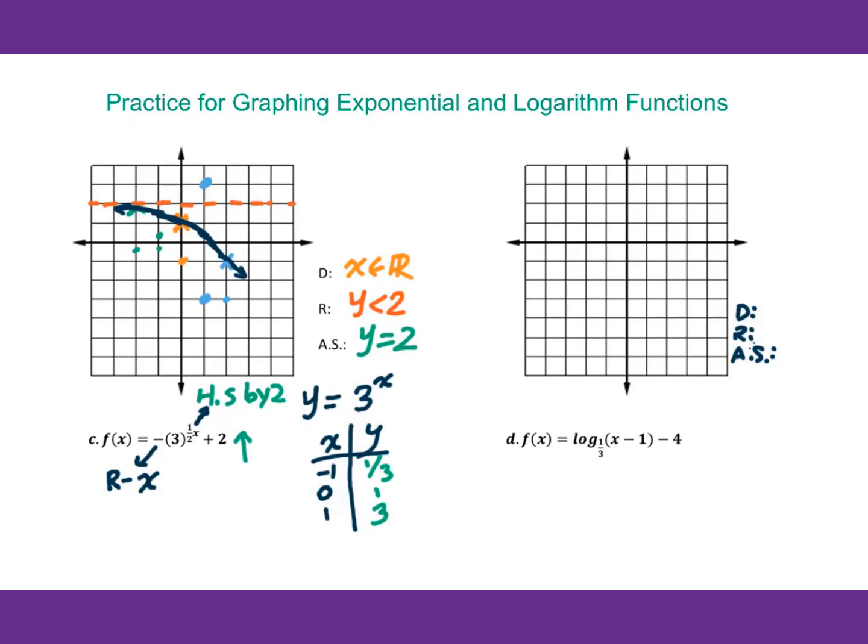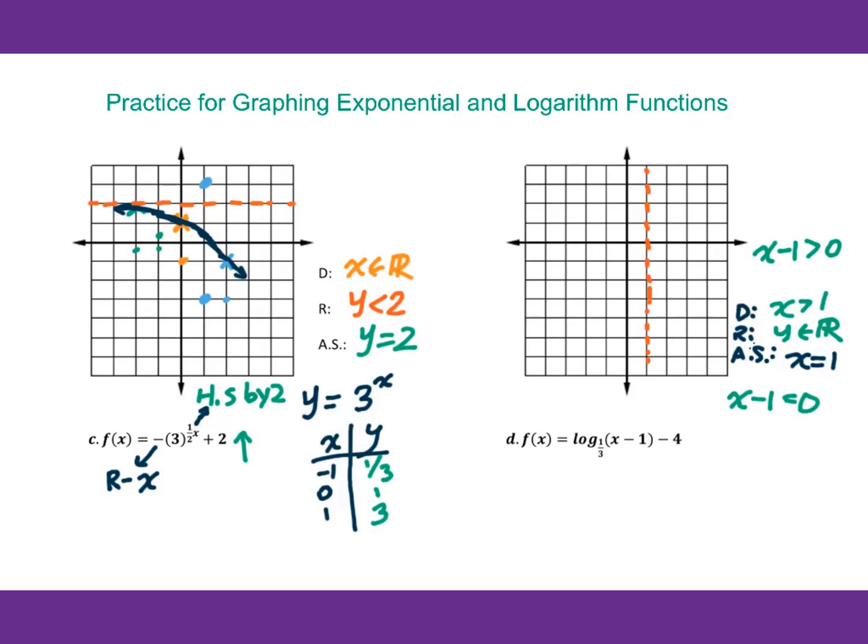For D, domain: we make the argument greater than 0. So we get x greater than 1. Range will be all real numbers. Asymptote line: we set up the argument equal to 0. So x equals 1 will be the asymptote line. It will be this line.